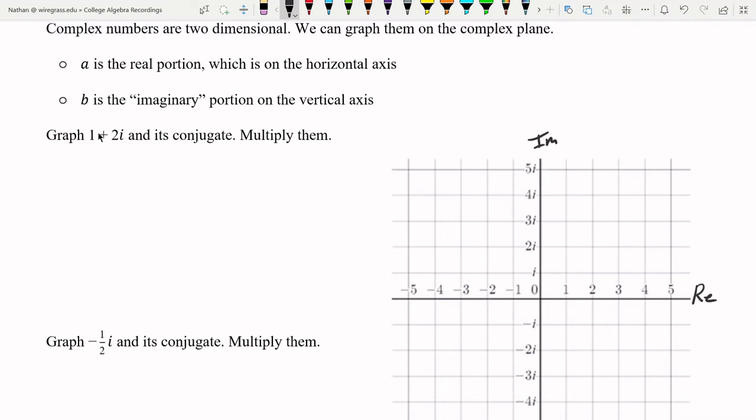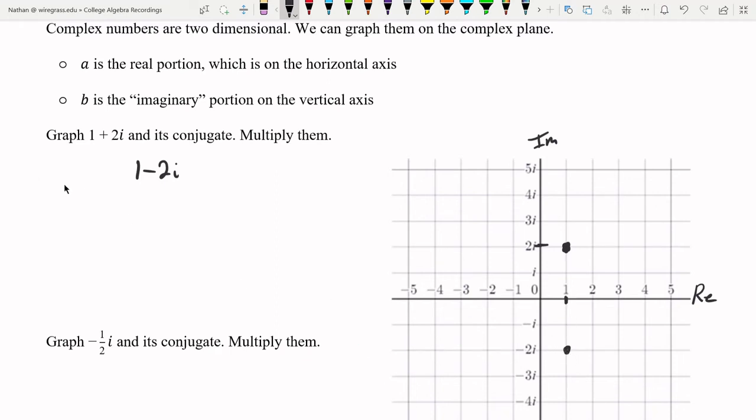So we can graph 1 plus 2i. 1 is the real portion. It's going to go on the x-axis, so 1 is going to be right here. And then 2i is the imaginary portion. That's going to be the height on the y-axis. 2i is here. So 1 plus 2i, I can show that by just graphing this point. That point is 1 plus 2i. Now the conjugate of 1 plus 2i is 1 minus 2i. So 1 is still here in the real number line, and minus 2i is right here. So 1 minus 2i is this number here.